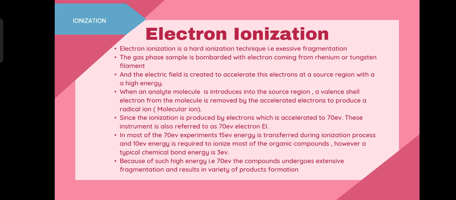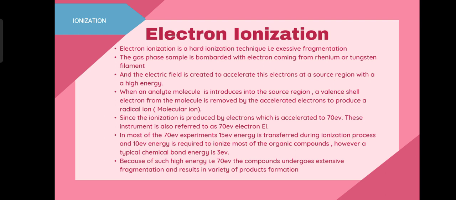And a typical chemical bond has an energy of only 3 electron volt. Consider a compound containing a carbon single bond. This single bond represents the chemical bond energy, which is almost 3 electron volt. Consider it to be 3 electron volt.